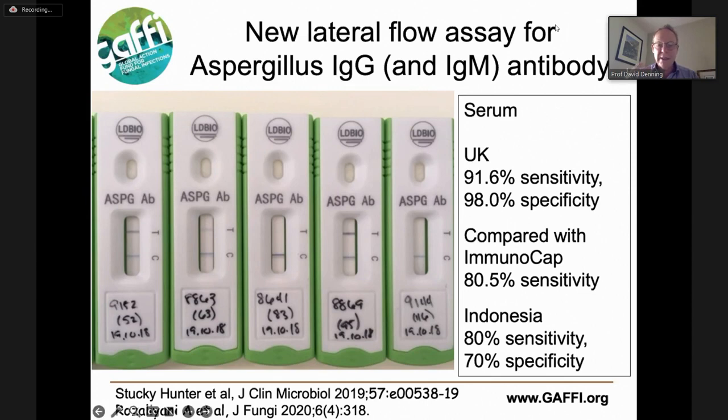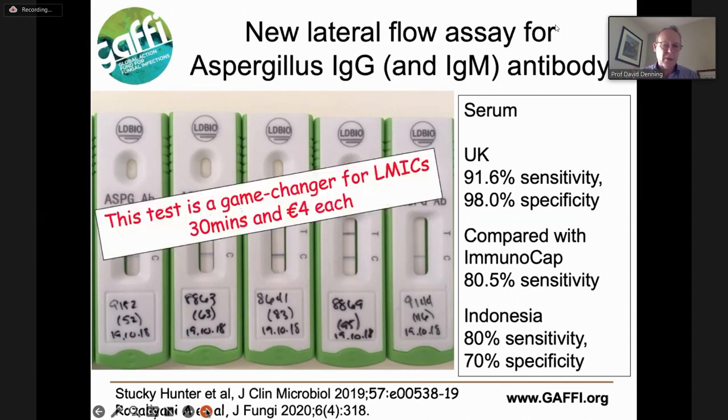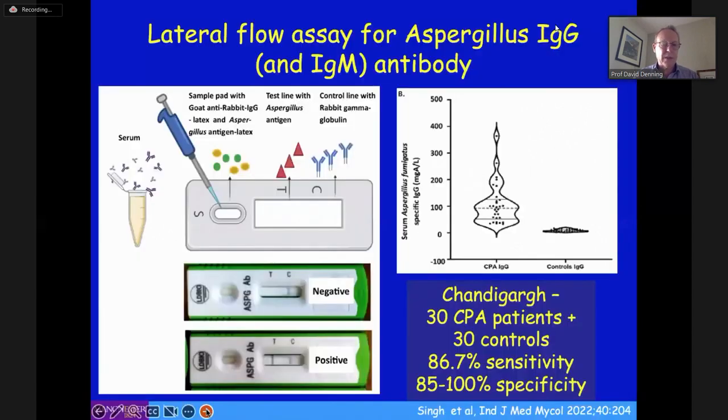In Indonesia, in our work, it was not quite as specific or sensitive, and that reflects the inability in some patients to make a complete diagnosis. Because they didn't do CT scans in this study, there was still a lack of GeneXpert testing for some of the TB patients and so on. So that's one of the limitations of trying to do diagnostic studies. However, this is a good test. It takes 30 minutes and it costs about €4. So this is a good and helpful test.